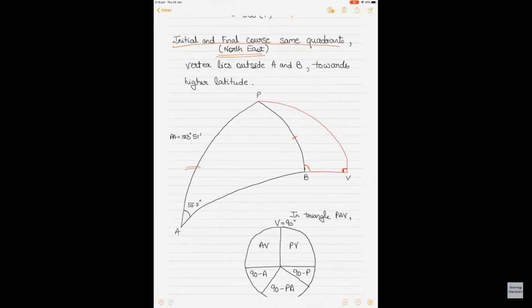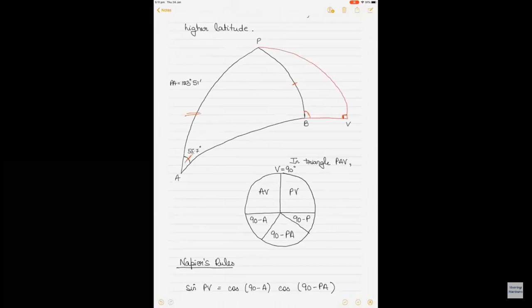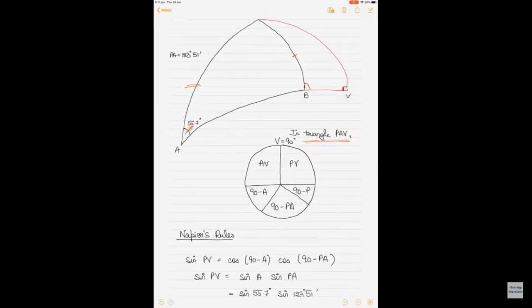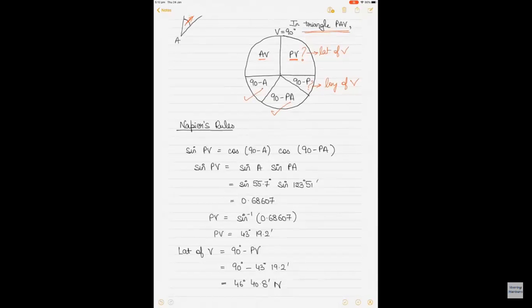So PA, PB we know, we will solve this from Napier's rules. So V is equal to 90 degrees always, that is the vertex. Napier's rule is always used when it is a right angle triangle. We have a right angle. If you don't know Napier's rules, we have a separate video, you can watch that. So we have triangle PAV. So AV and PV, 90 minus A, 90 minus P, and 90 minus PA. So we know A, now we know PA. So we know 90 minus PA. PV we need to find out, that is our vertex. And 90 minus P is the longitude of the vertex.